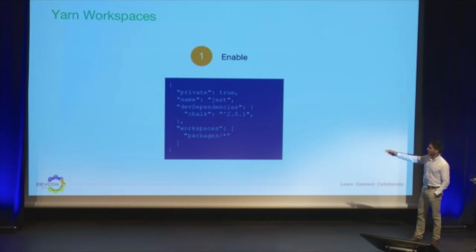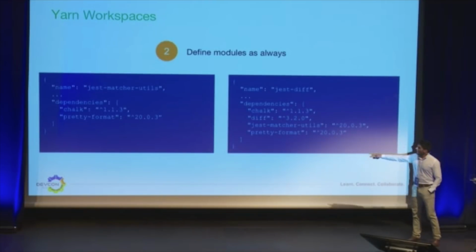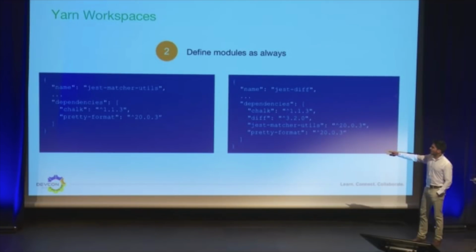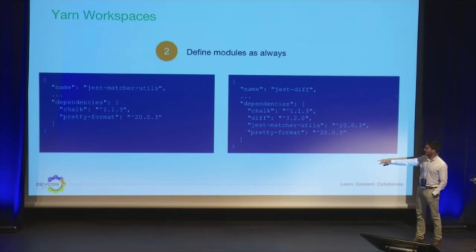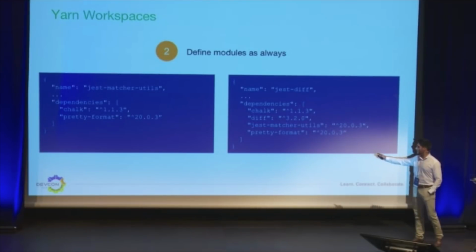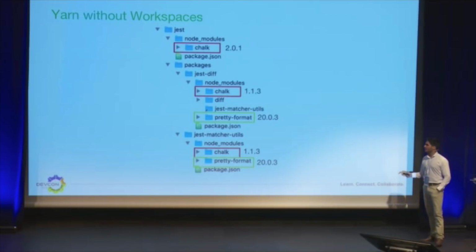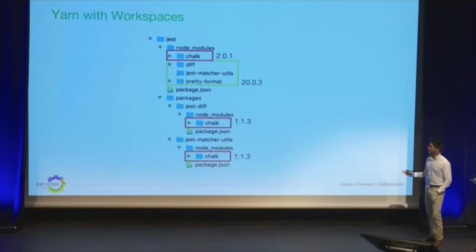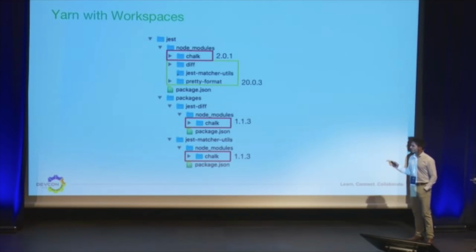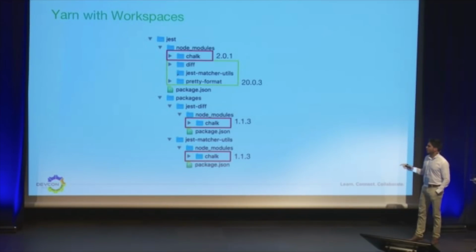And also here we have a dev dependency called chalk with version 2.0.0. Here we have the package.json for the different modules, for the JSMatcher utils. And here, as you can see, we have some duplicate dependencies, chalk and pretty-format, and they are using the same version in that case. So if we don't enable workspaces for Yarn, you will see that the pretty-format and chalk dependencies have been duplicated. But if we enable it, just chalk has been duplicated because they use different versions.